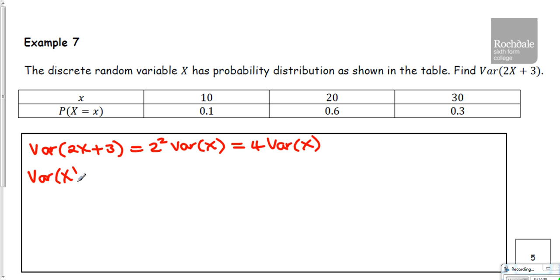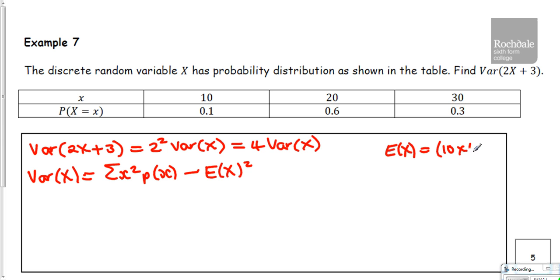Okay, so the variance of x, if you remember, was sigma x squared p(x) minus the mean squared. So before I start, I know I'm going to need the mean. So over here at the left-hand side, I'm just going to work out the mean very quickly. So that will be 10 times 0.1, 20 times 0.6, and 30 times 0.3. Okay, and if we add that up, the mean works out to be 22.